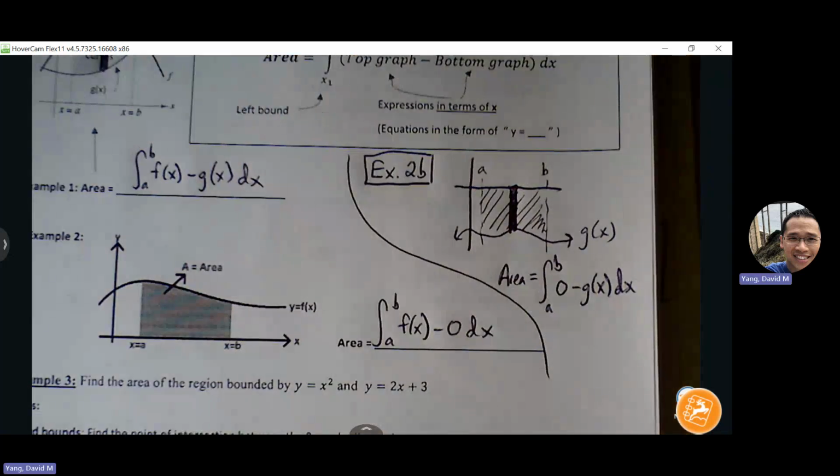So if we always do top minus bottom, we're always going to ensure that whenever we plug in the calculator, or if we were to work out the integral by hand, we're always going to get a positive number in return.